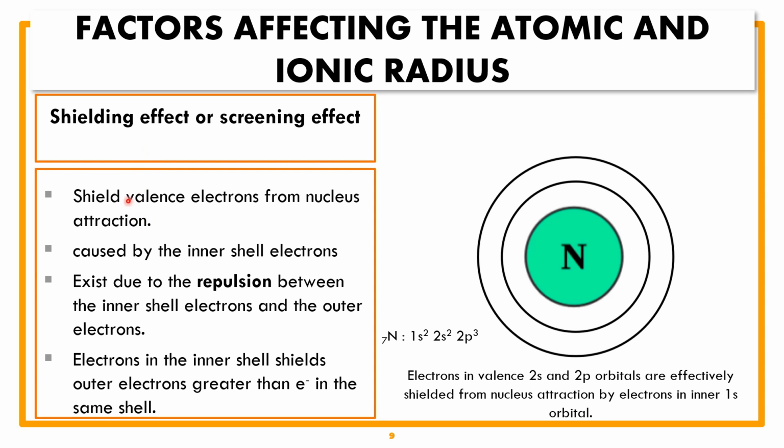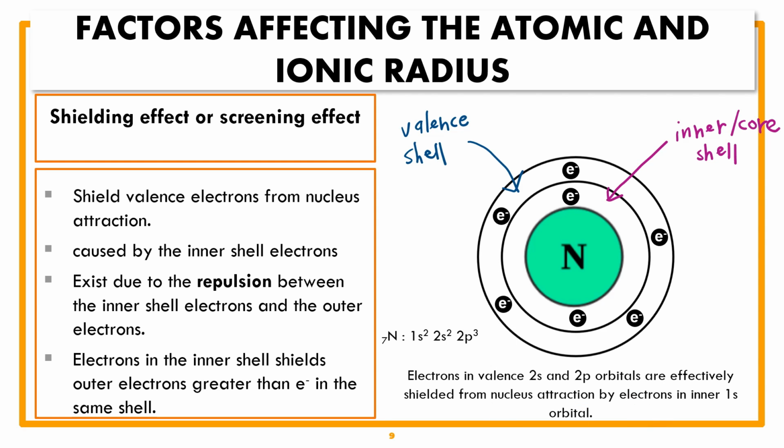This shielding effect is caused by the inner shell electrons. Do you still remember which are the inner shell electrons? Here we have the valence shell. The orbital inside is the inner or core shell. From here, the electrons outside here will be the valence electrons, and electrons in the inner orbital or shell are inner electrons. The shielding effect exists due to the repulsion between the inner shell electrons and the outer electrons.